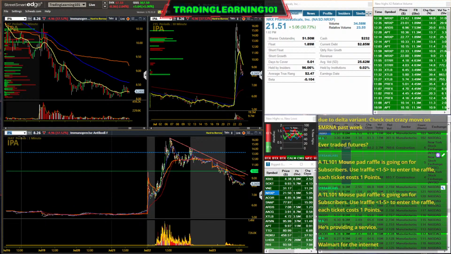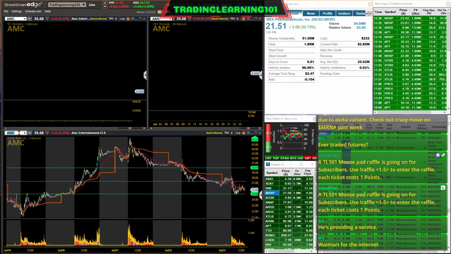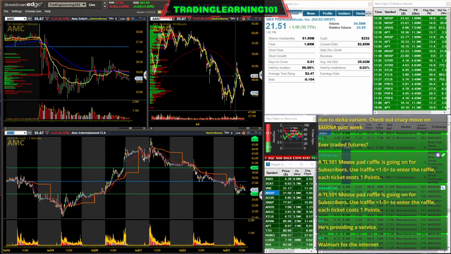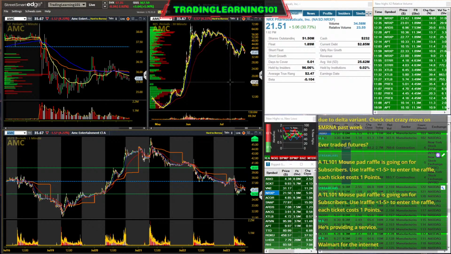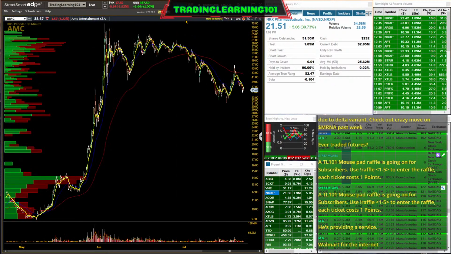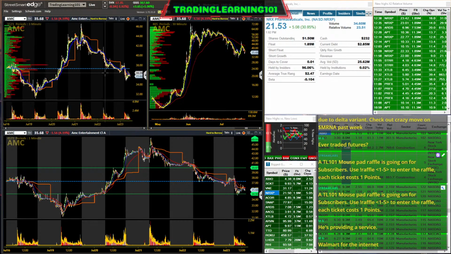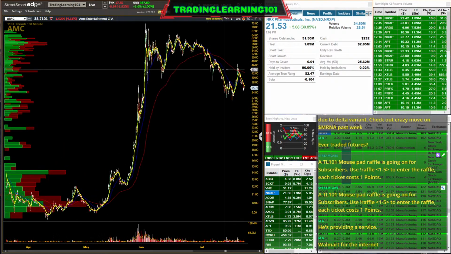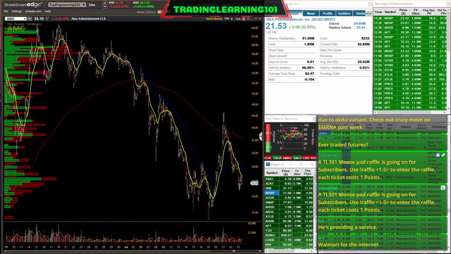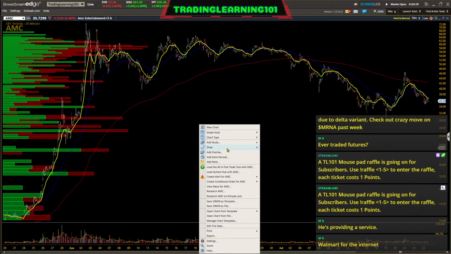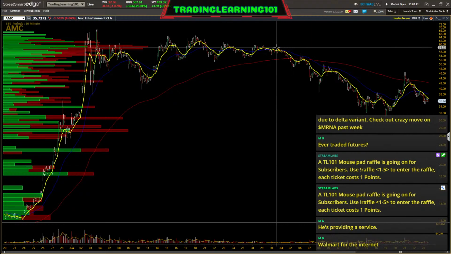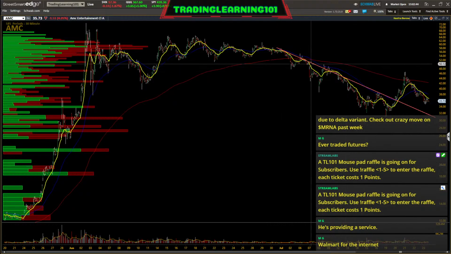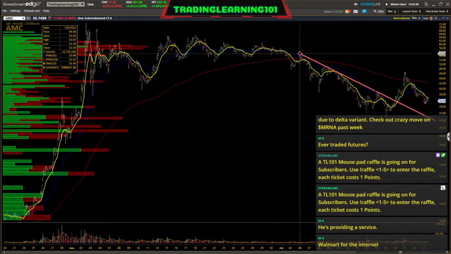AMC even had a good rip this week. AMC, we called this out in chat. We really did. The day it broke over its trend line on the 10-minute, we plotted a trend line on this. Let's make this bigger. We plotted a trend line connecting all of the lower highs as this was trending down.